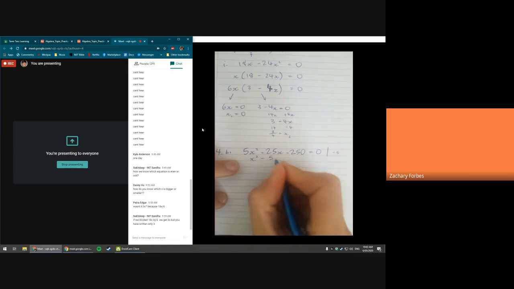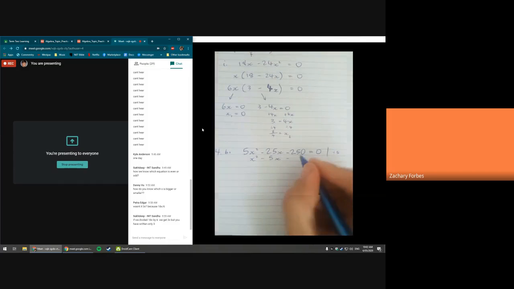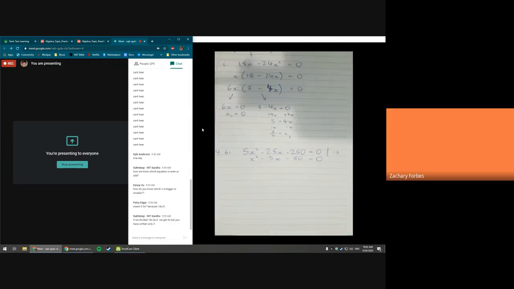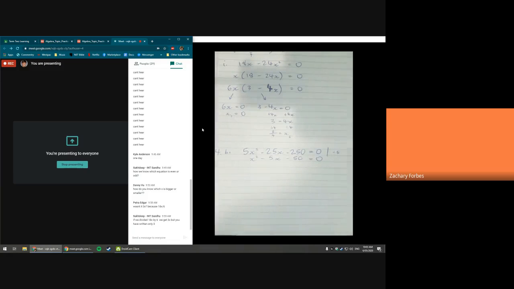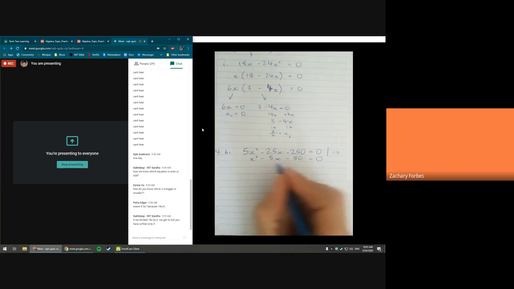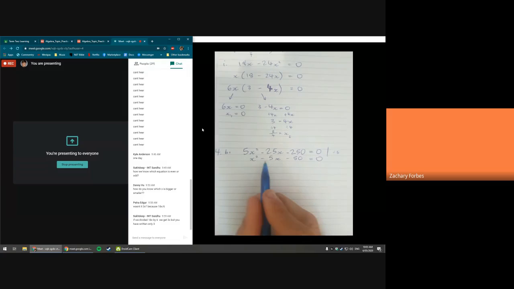50 equals 0. Nice. And then here, two numbers that multiply to get negative 50 and add to get negative 5. Is that a 5 and a 10? And the negative has to be larger. So I can see 5 times 10 is 50. One of them has to be negative, one of them has to be positive, and the negative is larger. So it's going to be x minus 10, x plus 5.